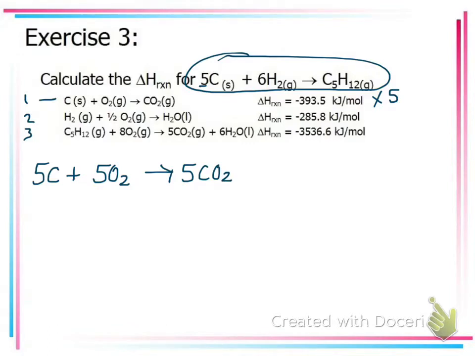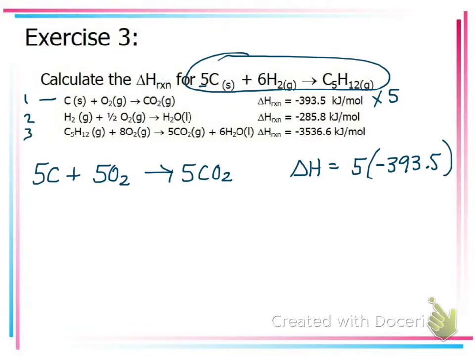And I'm going to need to multiply my delta H. The sign stays the same because I didn't reverse it, but I need to multiply that by 5. So I'm going to do that right here, 5. And I'm going to go ahead and leave it like this so you can see what we did before we added up. Otherwise, you might wonder where we got that big number.